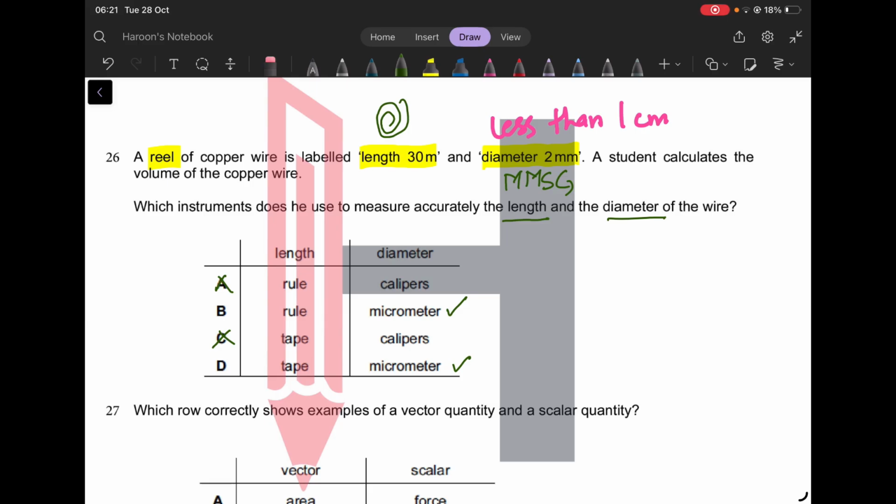For length, 30 meters. A tape measure can measure bigger lengths up to 100 meters, but a meter rule can measure lengths up to about 5 meters. So the appropriate answer would be tape measure for measuring length. That makes D the correct answer.